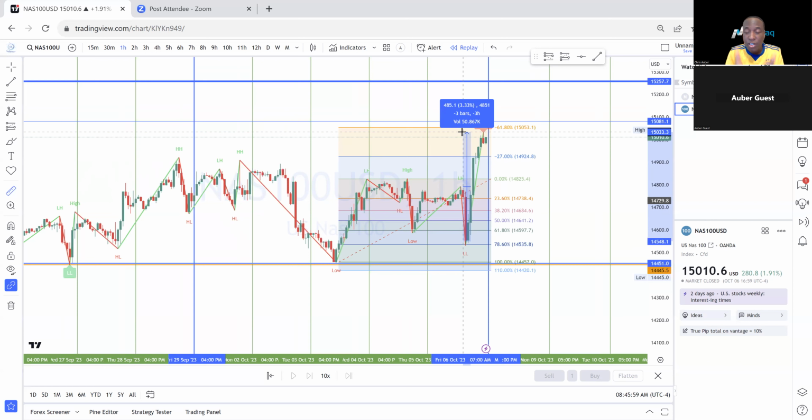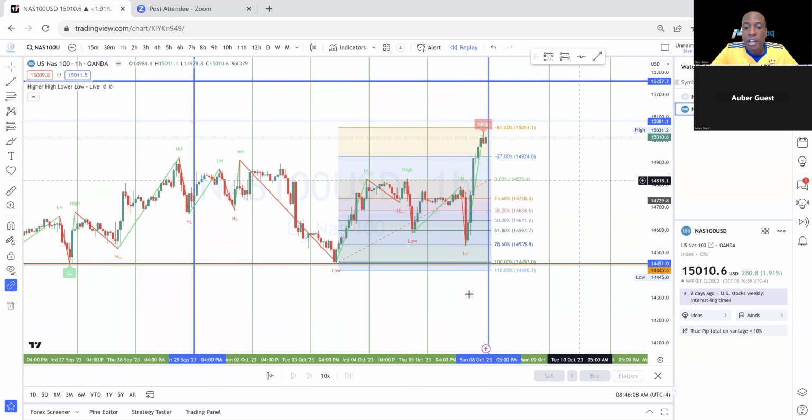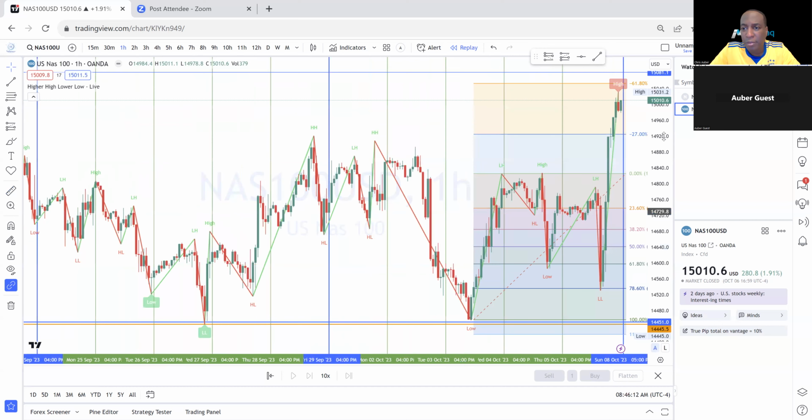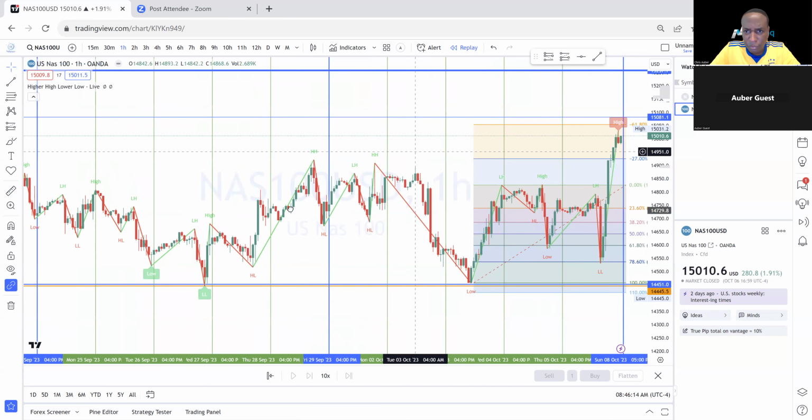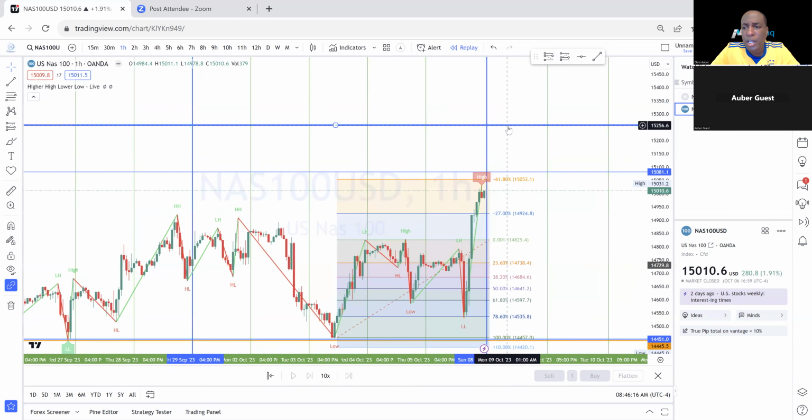Now, you can argue and say whatever you want, but the numbers don't lie. That was my entry. That was my exit. Total move on Friday was over 4,500 pips. Now, the move based on my take profit was actually here at this blue line. I didn't want to hold the trade over the weekend.